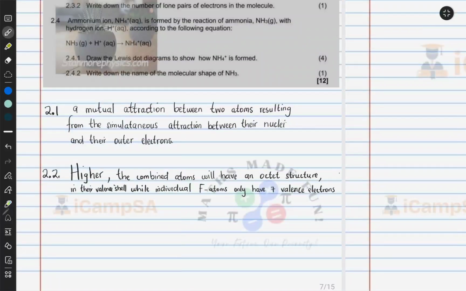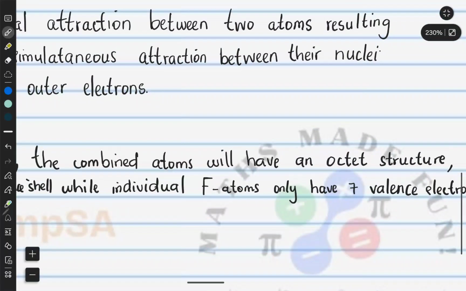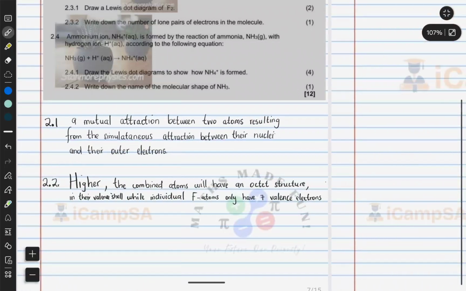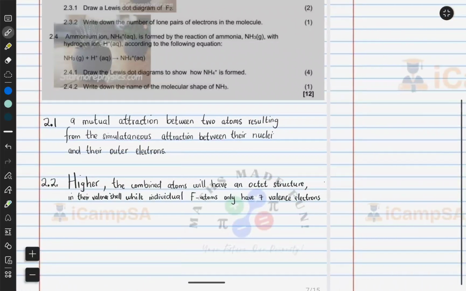Right, so the combined atoms will have an octet structure in their valence shell, while the individual F atoms will only have 7 valence electrons, and we know that it's not stable. Another explanation for this is that when these two atoms are forming a bond, they release a certain amount of energy we call the potential energy. We explained this in another video. You can go watch it.